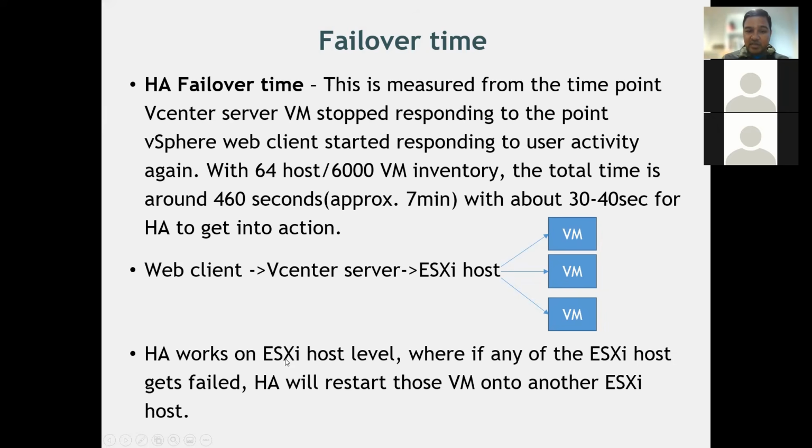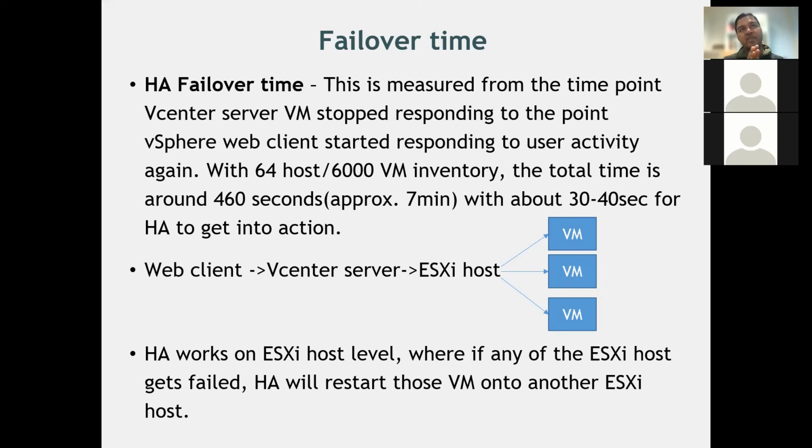Remember, ESXi high availability works at the host level. That means we are talking about host failure. Okay. We are not talking about virtual machine failure. We are talking about the complete ESXi host having failed. And in that case only does high availability come into the picture, not when each individual virtual machine is failing. If any ESXi host fails, then high availability will restart those virtual machines onto another ESXi host.